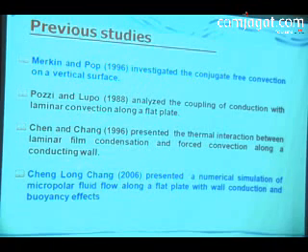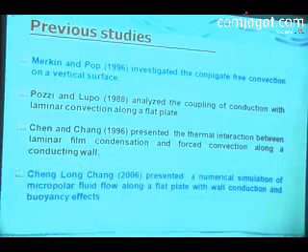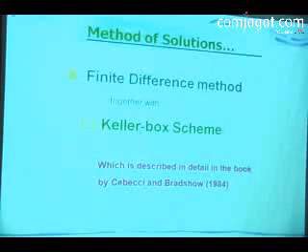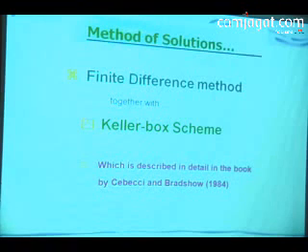Previous studies: Merkin and Pop investigated the conjugate condition on a vertical surface. Kuo and Truffaut analyzed the coupling of conduction with laminar convection along a flat plate. Kim and Stein presented the thermal interaction between laminar film condensation and forced convection along a conducting wall. Method of solution: we use the finite difference method together with the Thomas algorithm.